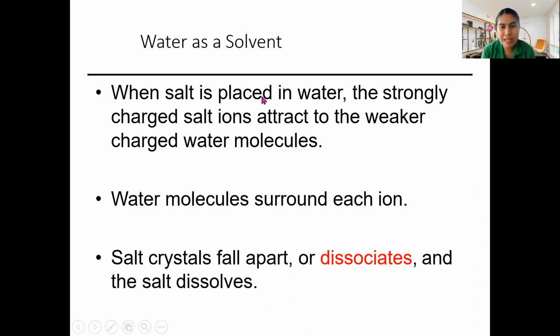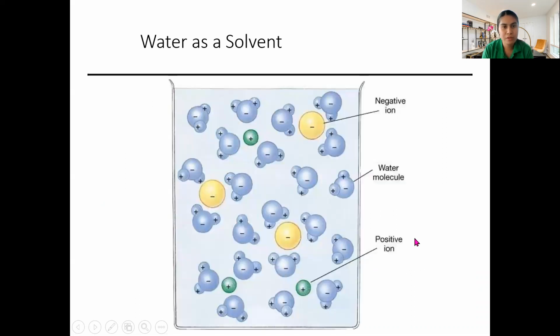When salt is placed in water, the strongly charged salt ions attract to the weaker charged water molecules. Water molecules surround each ion. Salt crystals fall apart or dissociate, and the salt dissolves. So this is water as a solvent: negative ion, water molecule, and positive ion. That's why the salt dissolves easily in the water.